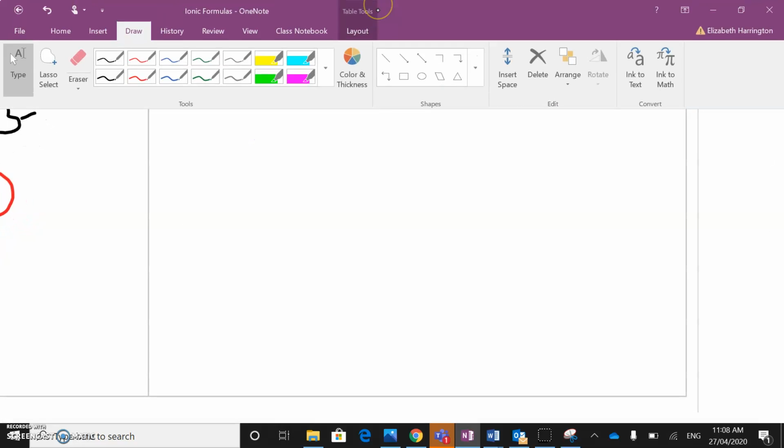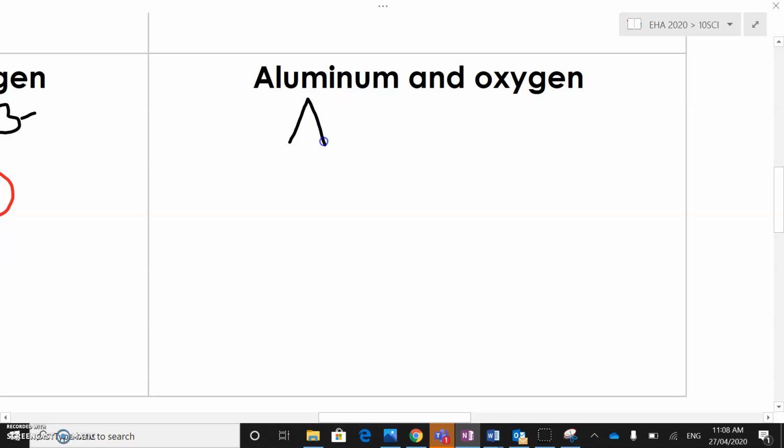So let's note that down. Aluminium had a charge of 3+.